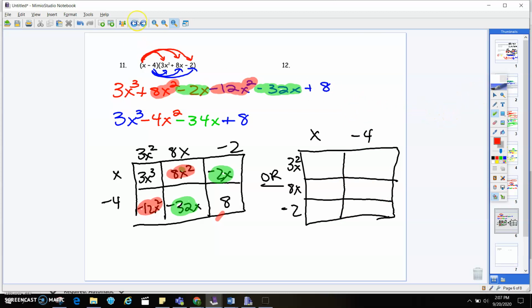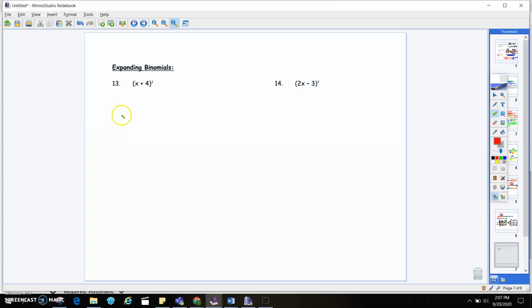All right. So let's get to the fun one. Expanding binomials. All right. So if I have x plus 4 raised to the third power, this really means x plus 4 times x plus 4 times x plus 4. Notice how there's 1, 2, 3 times.